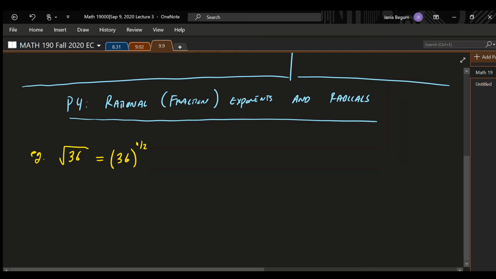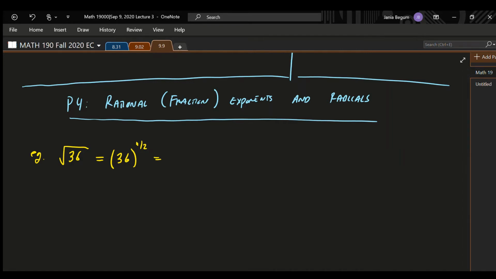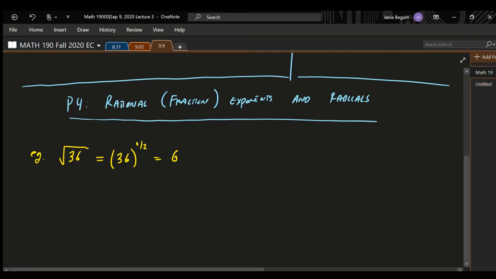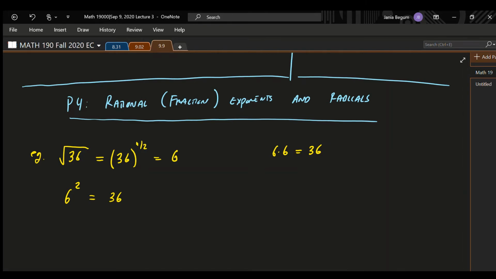Right? So that's the exponential form of a square root. And if I want to evaluate, well, I simply ask myself, what number multiply itself 2 times to give us 36? That's kind of how you evaluate square roots. So what's the magical number? 6, right? Because you can see that if you do 6 times 6, you get 36. In other words, if I do 6 squared, I should get 36. So you can see how the square and the square root are related, right? So they're just doing the opposite operations.